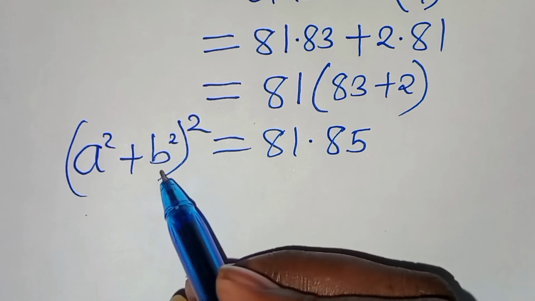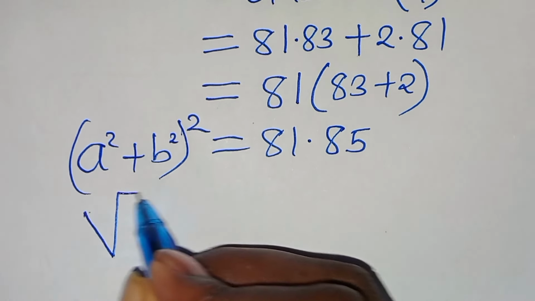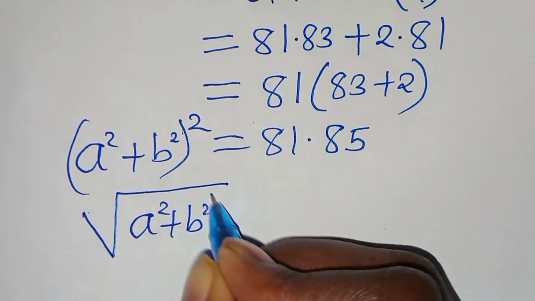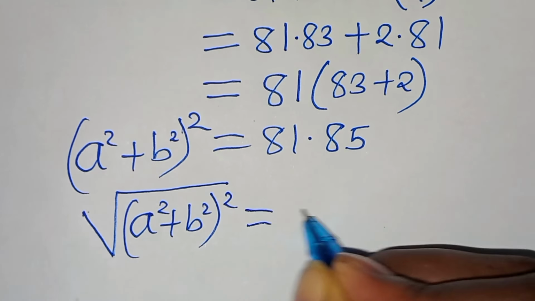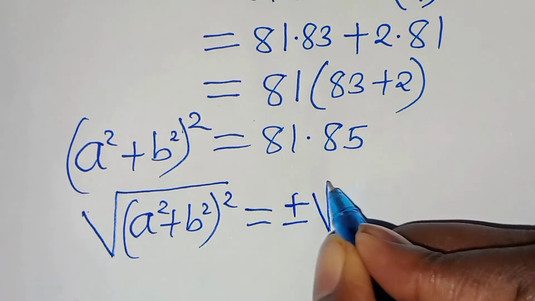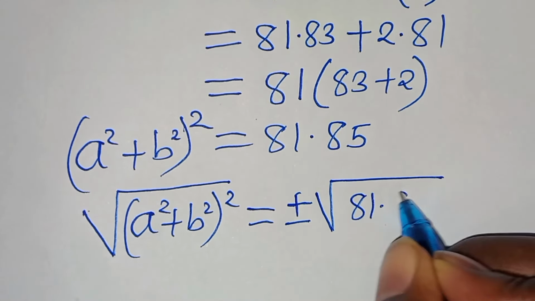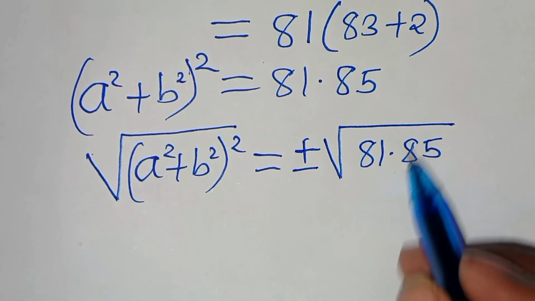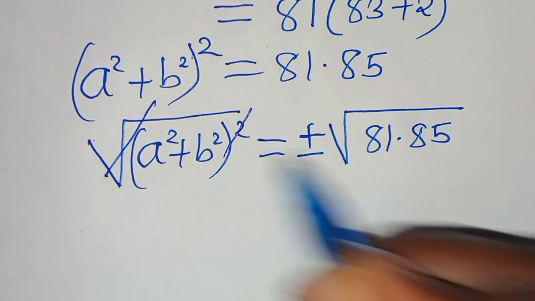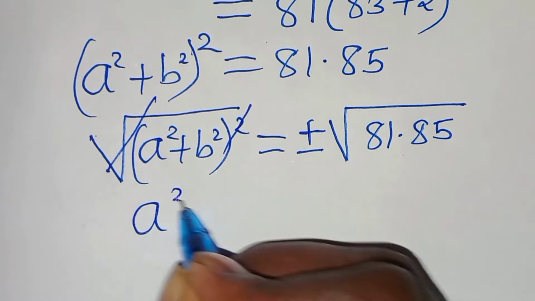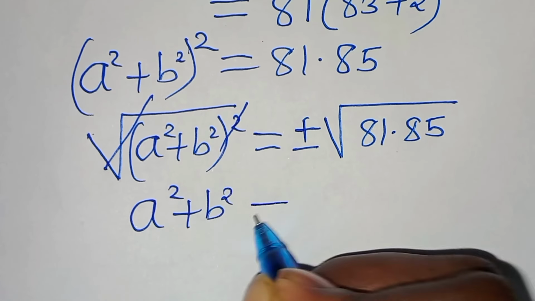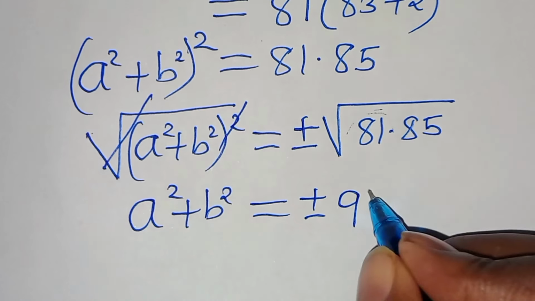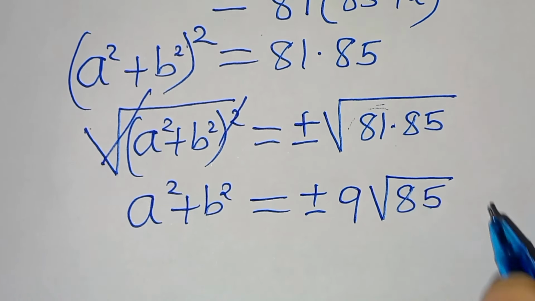To determine a squared plus b squared, let's introduce the square root on both sides, so that we have (a squared plus b squared) raised to the power of 2 equal to plus or minus the square root of 81 multiplied by 85. Now, the next step from here, let's eliminate the square root sign, so that we have a squared plus b squared equal to plus or minus the square root of 81, this is 9, then square root of 85.